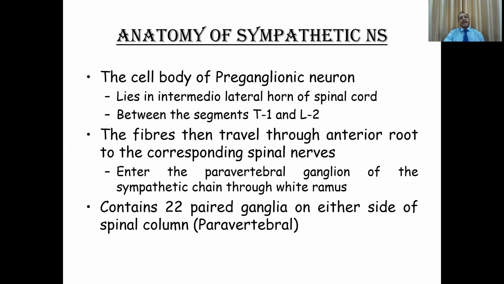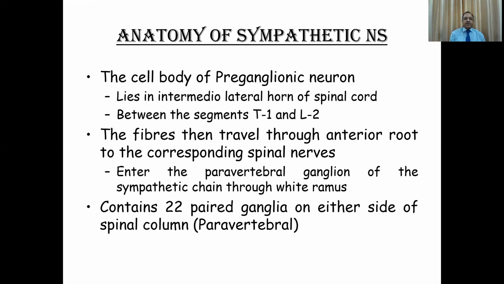Now specifically, let's come to the anatomy of sympathetic nervous system. The cell body of preganglionic sympathetic neuron lies in the intermediolateral horn of spinal cord. And they arise between the thoracic segments and lumbar segments, specifically between the first thoracic to the second lumbar segment. These preganglionic fibers then travel through the anterior root or the ventral root to the corresponding spinal nerves and then enter the paravertebral ganglion of the sympathetic chain through white ramus.